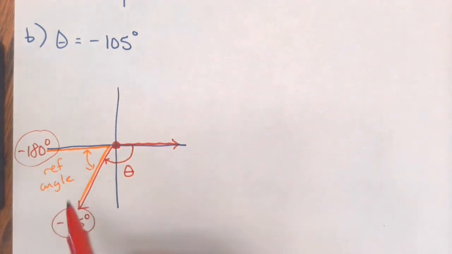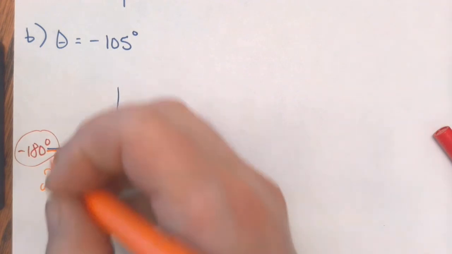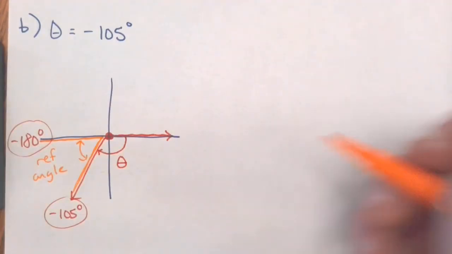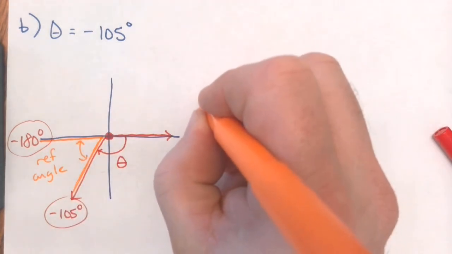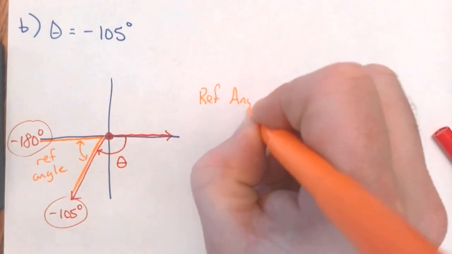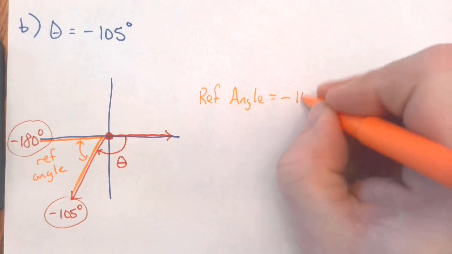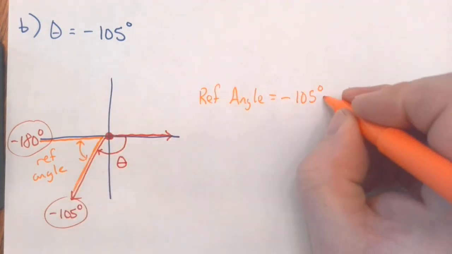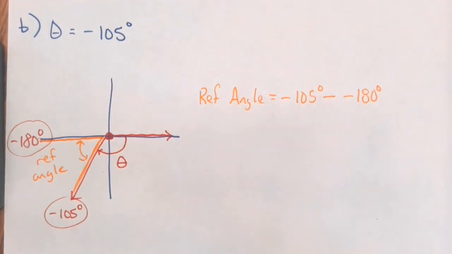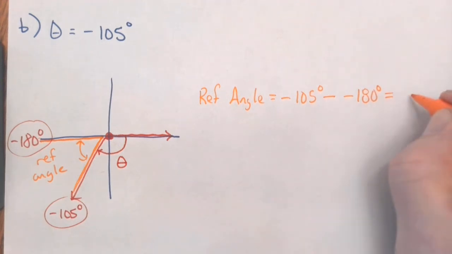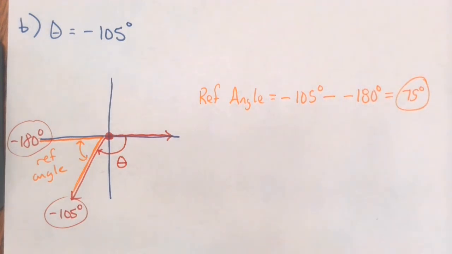When you do that, you can use the negatives that are there, or you can just subtract them and do the absolute value. That's fine too. I'm going to just do the subtraction. I do want a positive angle for my final answer. So for our reference angle on this one, I'm going to do a negative 105 degrees, and then I'm going to subtract a negative 180 degrees, which would be like adding 180 degrees. If I did that, that would give me a positive 75 degrees. So the reference angle of a negative 105 degree angle is 75 degrees.